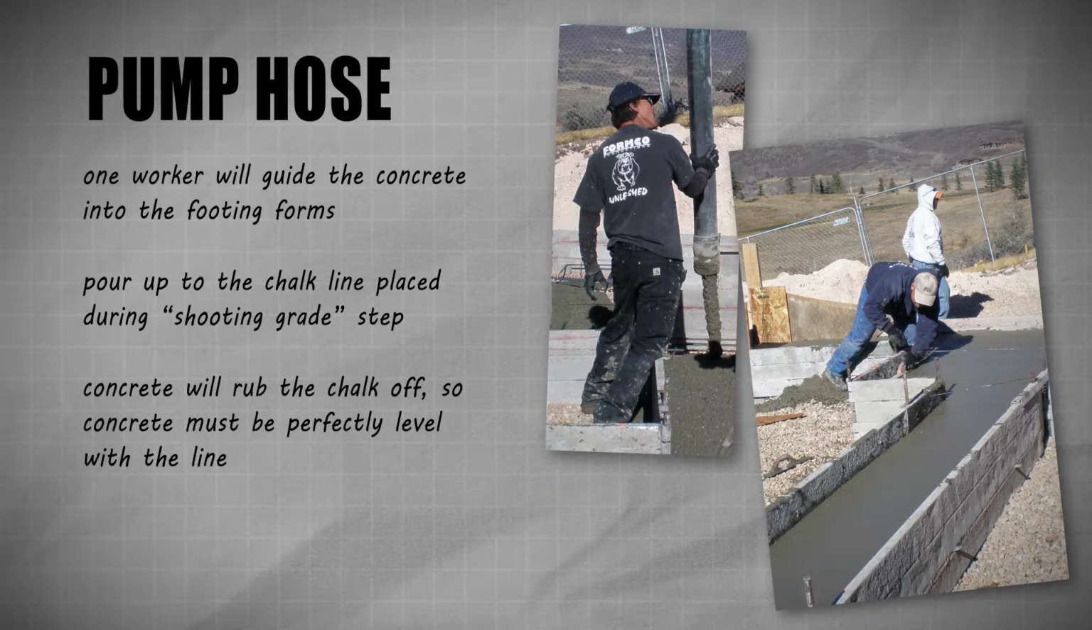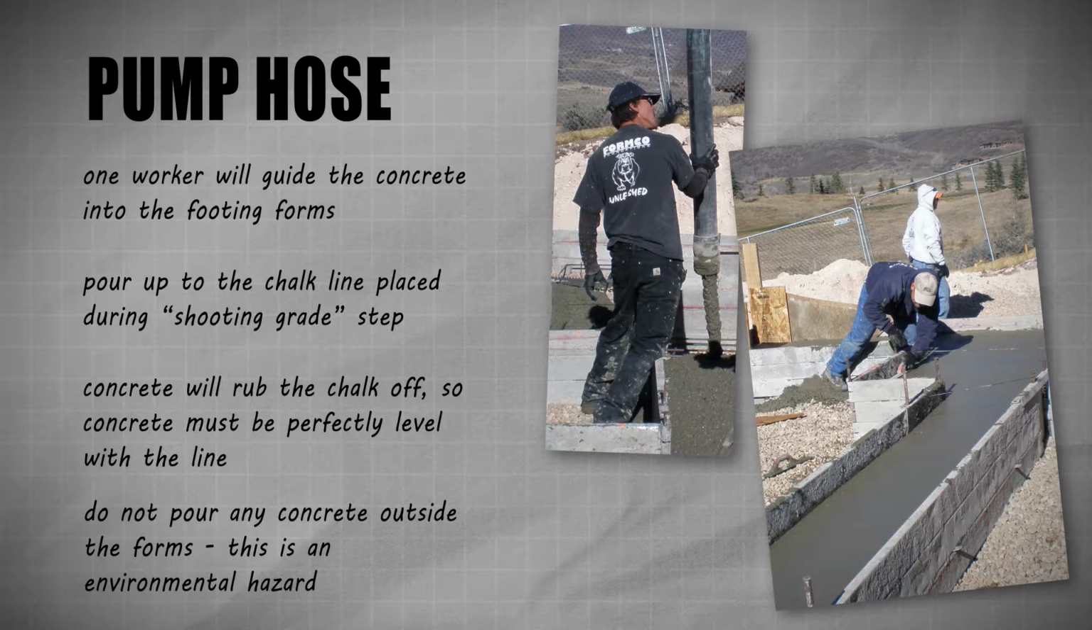It's worth noting that the concrete will rub the chalk line off, so pouring needs to be perfectly level to the chalk line. Don't pour any concrete outside of the footing forms. This is an environmental restriction that we could be fined for.